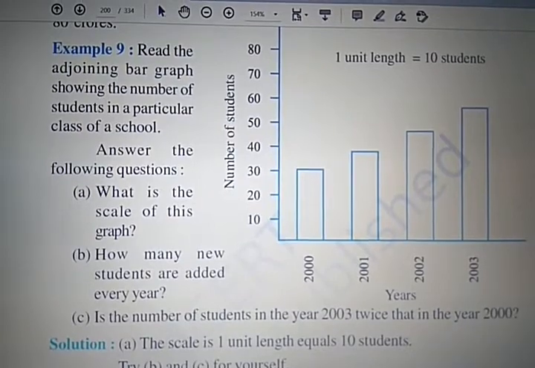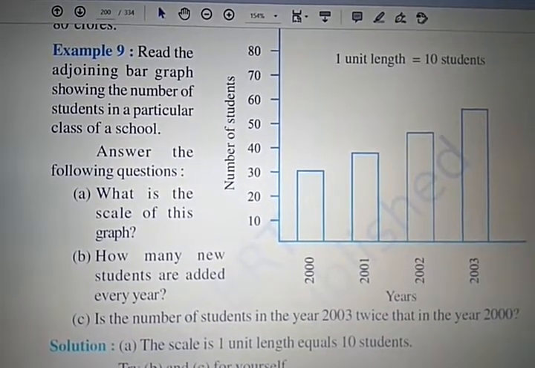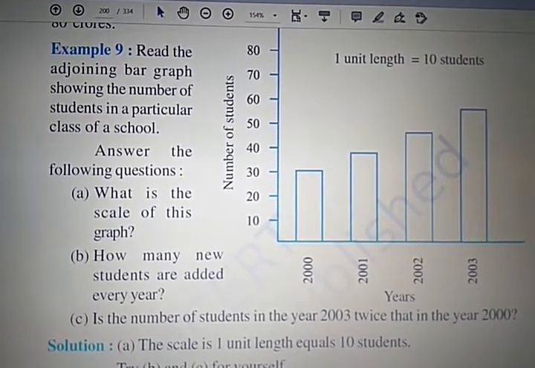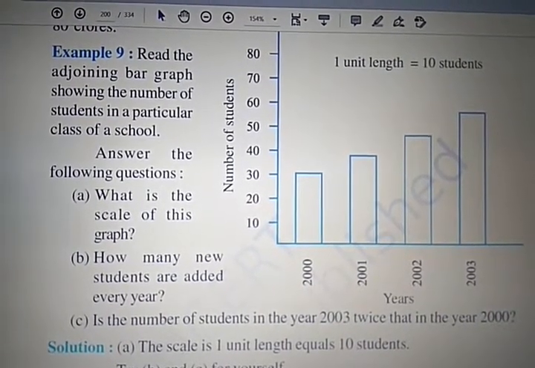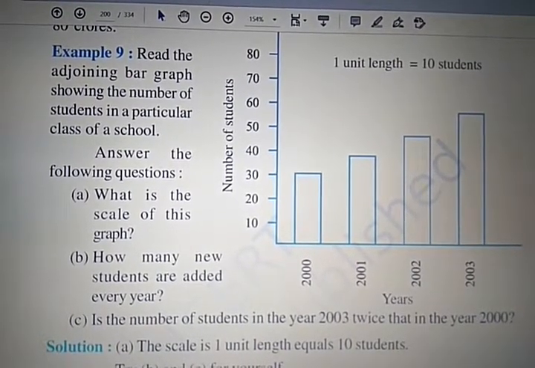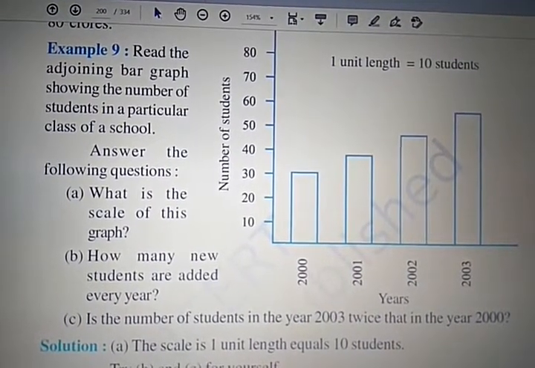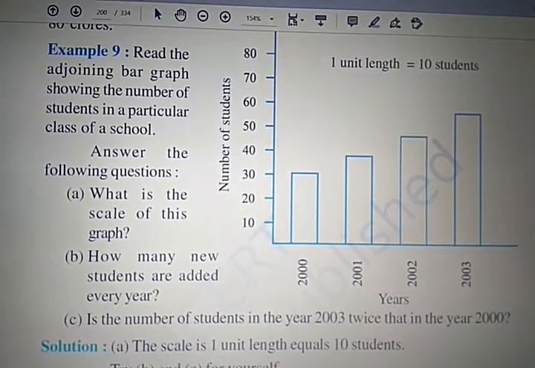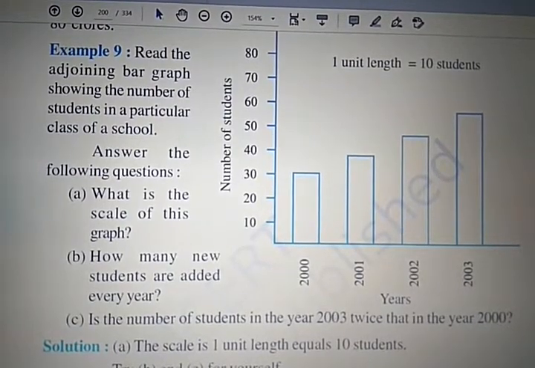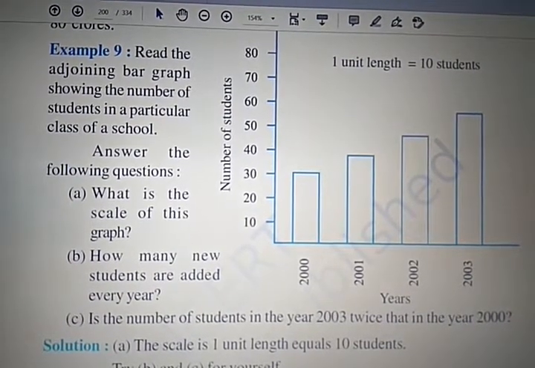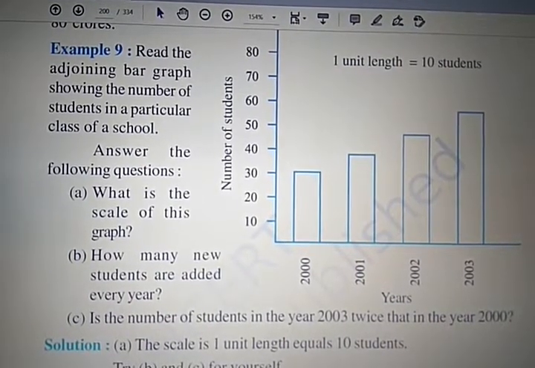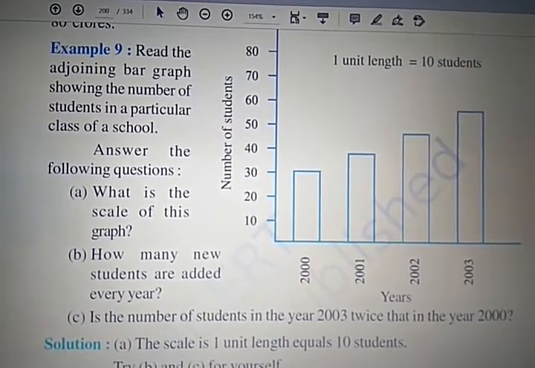So in 2000, it is easy to read this graph. How many total students are there in 2000? One bar is there, up to 30, right? So in 2000, 30 students are there. In 2001, 40 students are represented by the bar graph. In 2002, 50 students are represented by the bar graph, and in 2003, 60 students are represented.